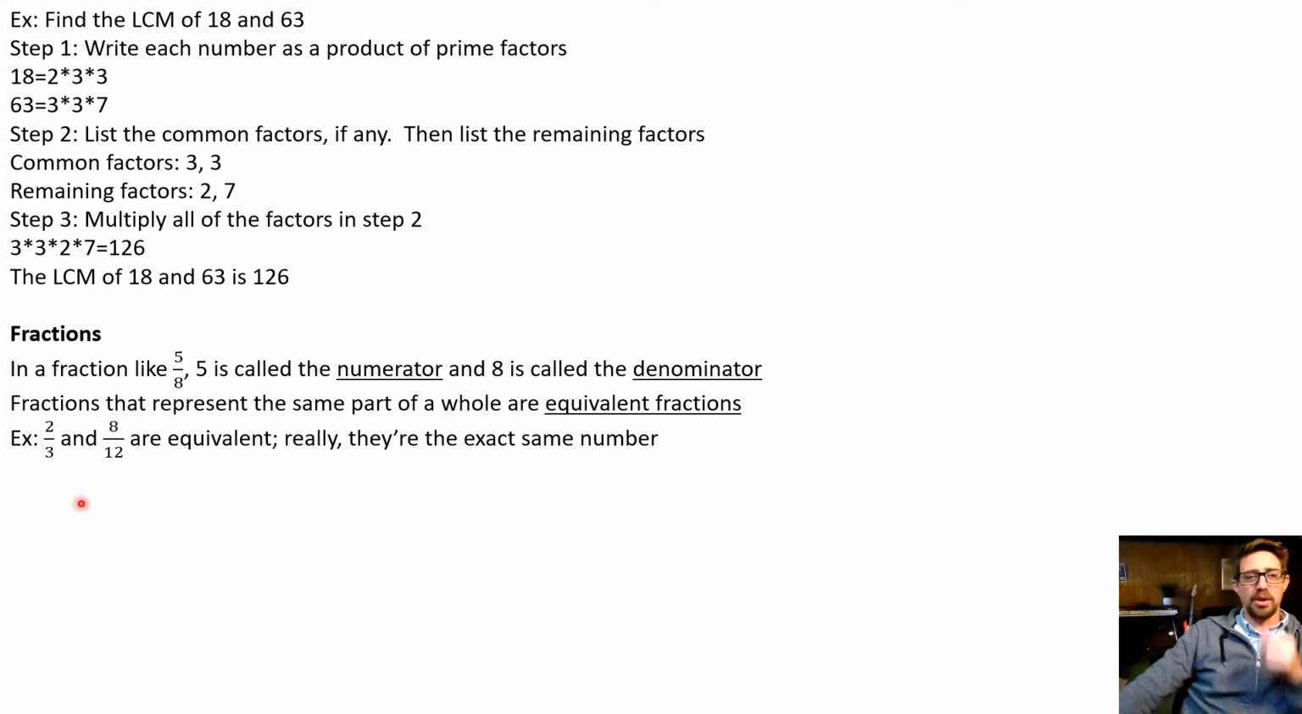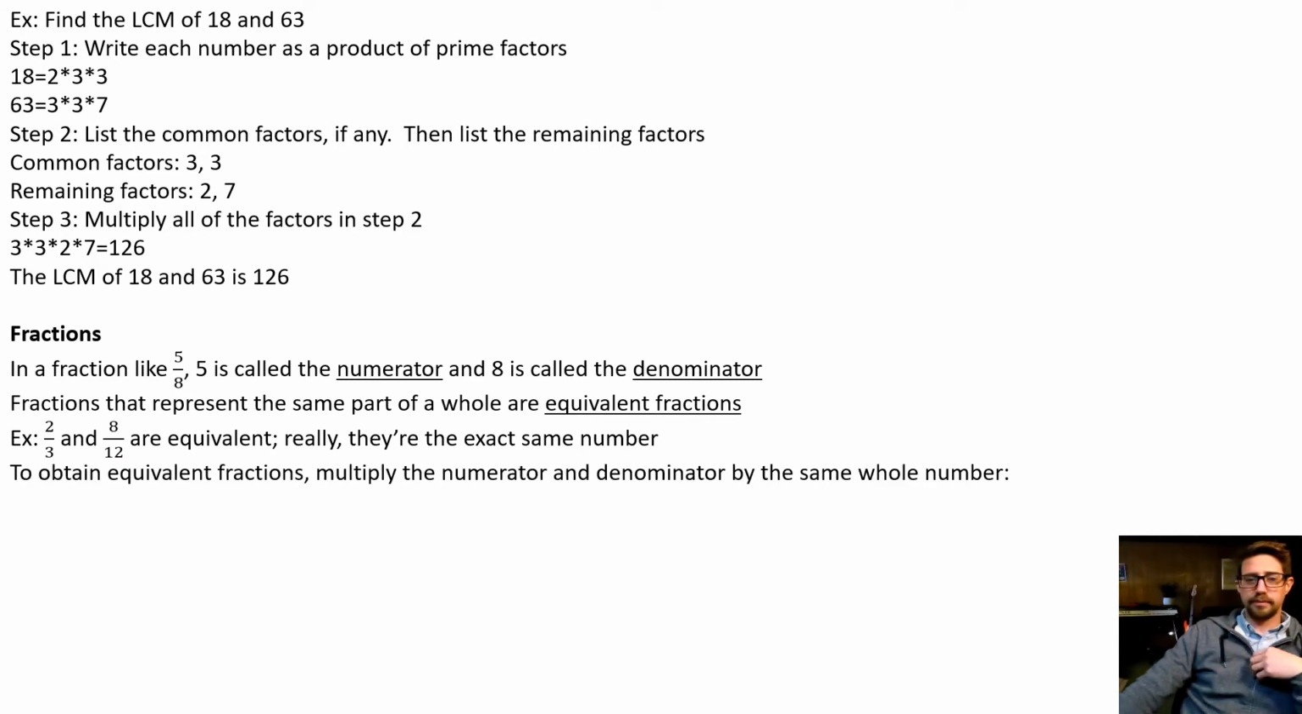So I think you've seen this, but it's important to know how to get from one point to the other. So to get from the 2 to the 8, you multiply by 4, and to get from the 3 to the 12, you multiply by 4. In general, that's how you're going to find equivalent fractions. You're going to multiply the numerator and denominator by the same whole number. Okay, and algebraically, that's the rule.